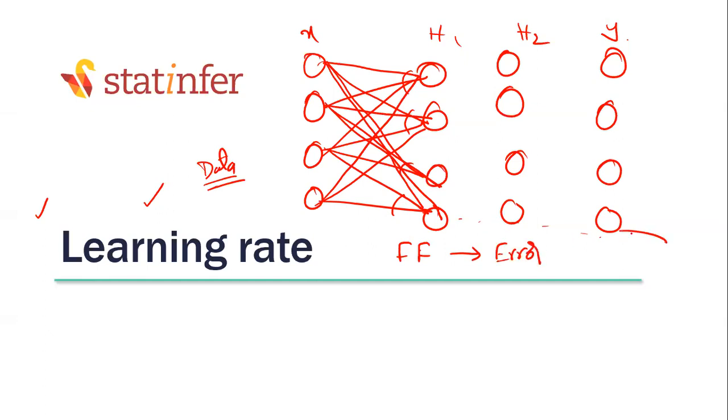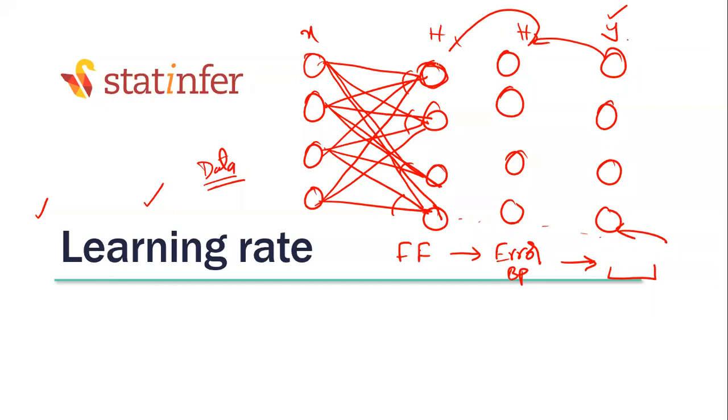After calculating the error at the output layer, we have to do one more step. Within this one, there is one more sub step. Right after calculating the error at the output layer, what is the next step? We find the error contributions at each of these hidden layers. That step is known as the back propagation step. Now I'm talking about the last step.